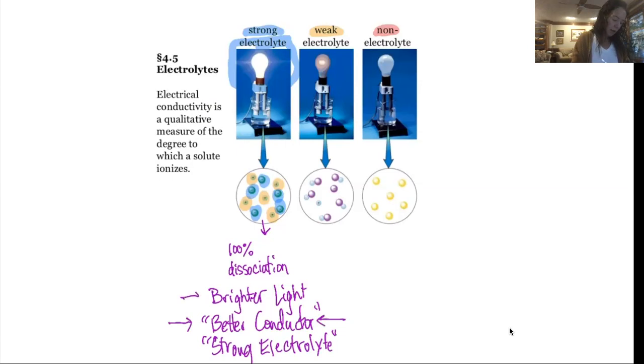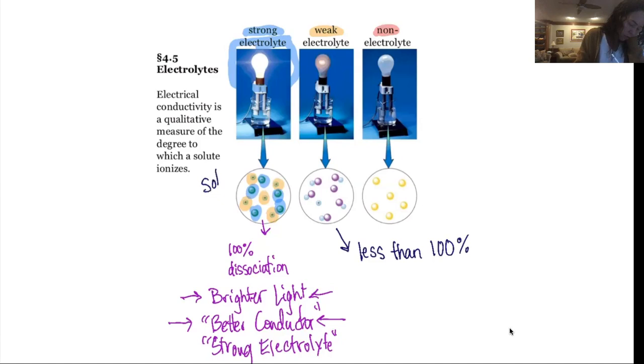Thus, we have a brighter light, okay? And then you should be inferring, oops, I don't want a highlighter, I want a pen. You should now be inferring that here we have less than 100% dissociation, okay? So this would be totally soluble, whereas this would be slightly soluble. And we will get into that, and will be one of the later things that we look at.